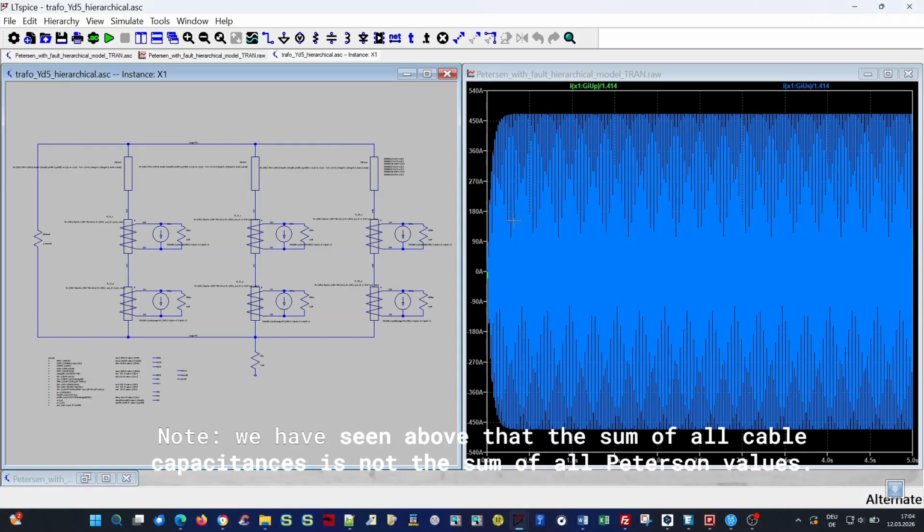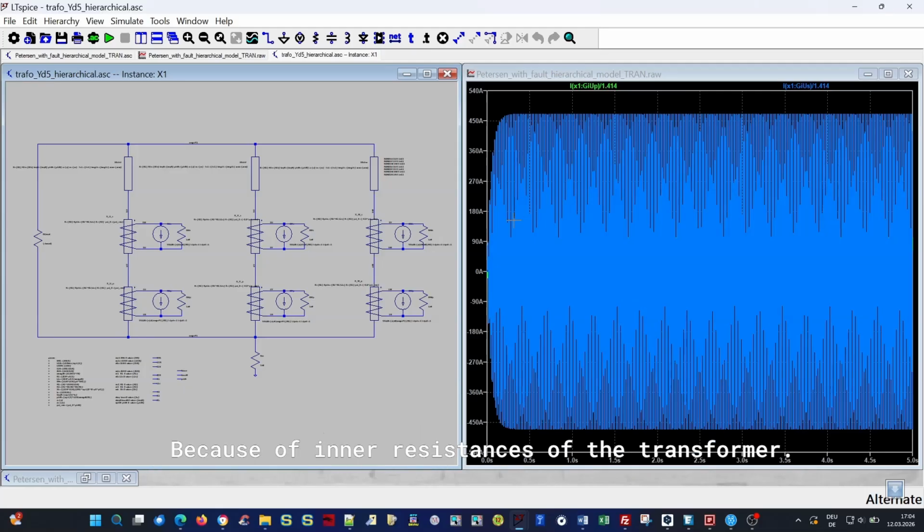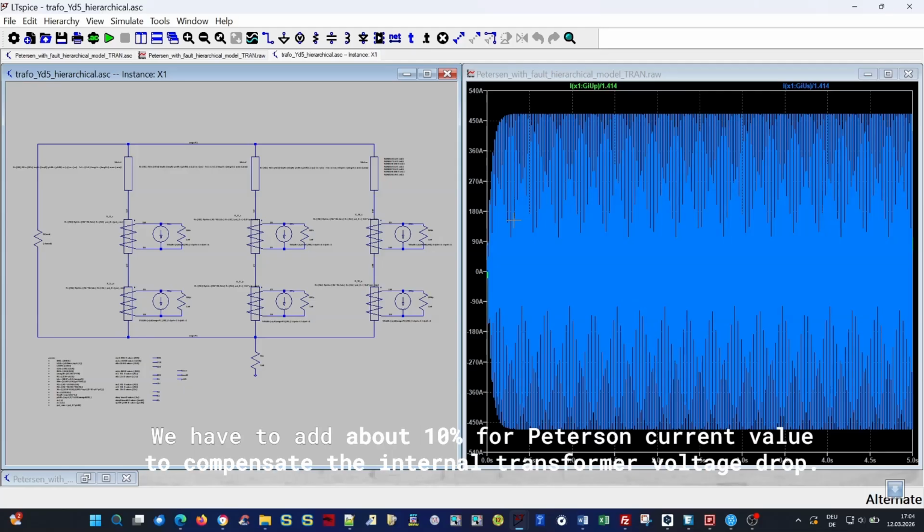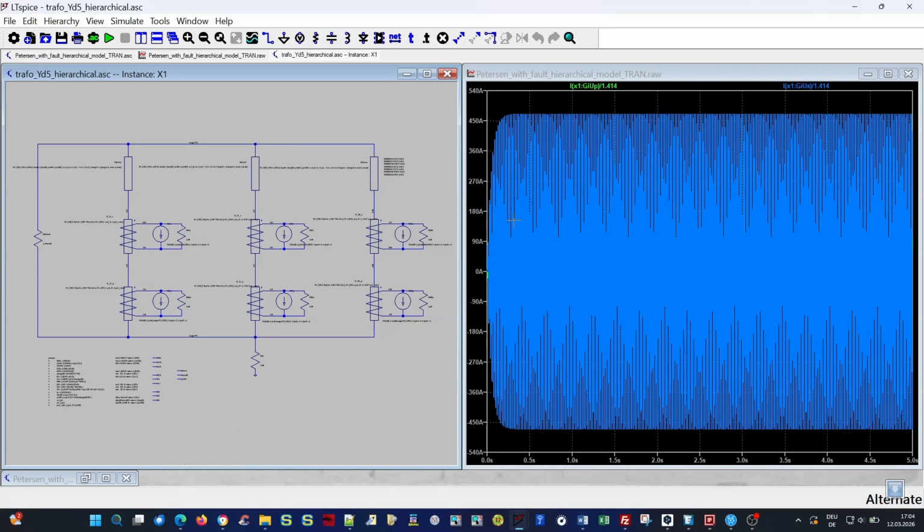Note, we have seen above that the sum of all cable capacitances is not the sum of all Petersen values because of inner resistances of the transformer. We have to add about 10% to the Petersen current value to compensate the internal transformer voltage drop.